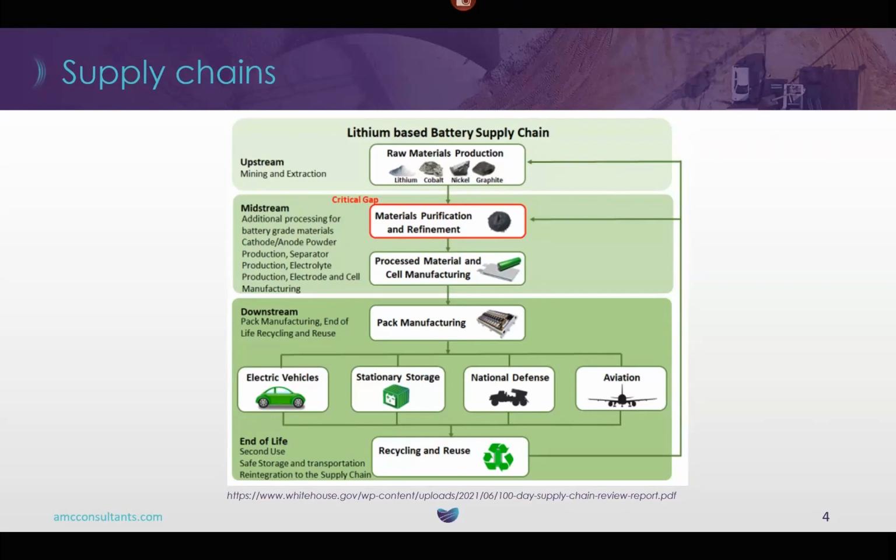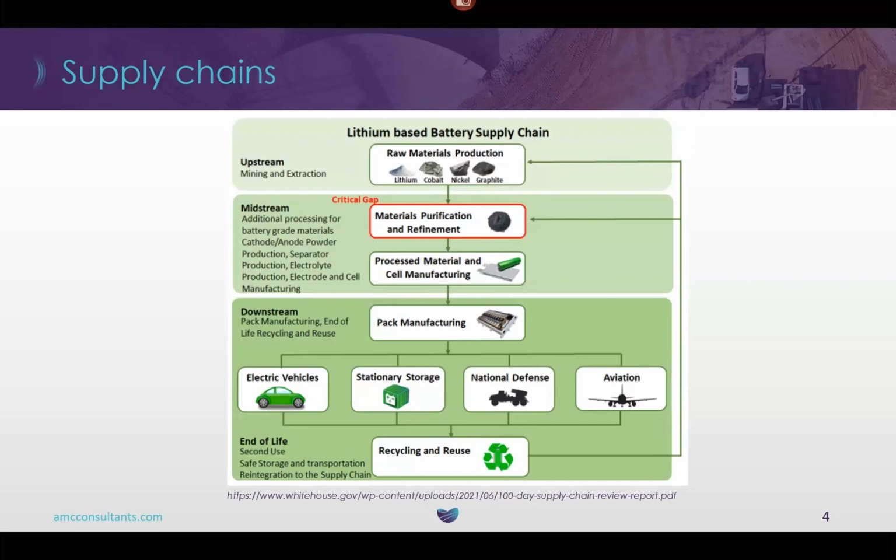Where the critical gap is, and this is a document produced by the United States government looking at supply chains, it's all very well and good to be able to find or explore for, discover, and create a source of raw materials within country. But then the problem then comes in if you cannot process and refine these. And that's something we're going to be discussing later on.